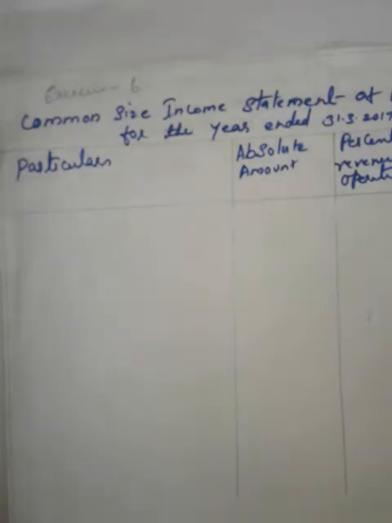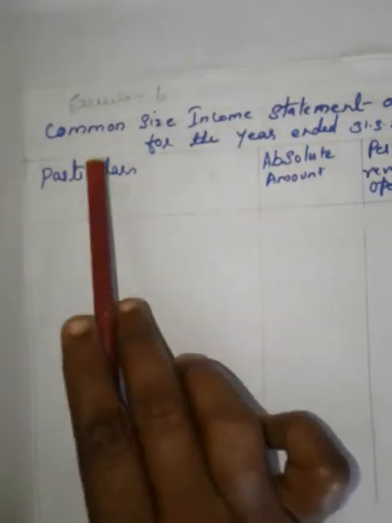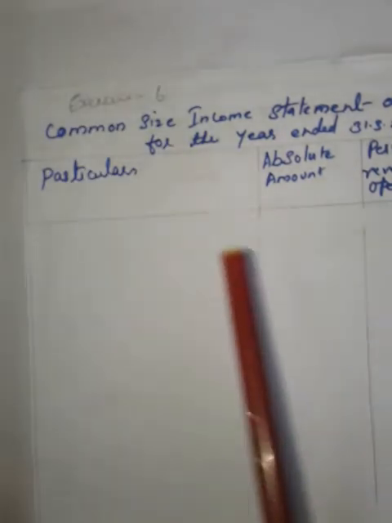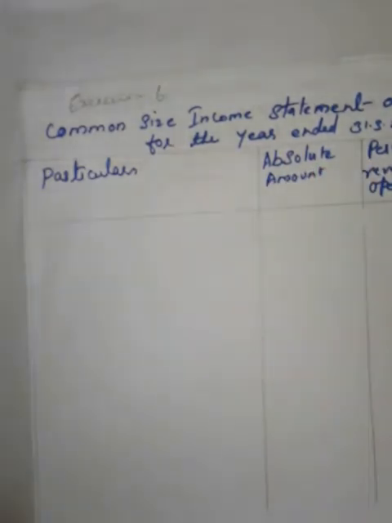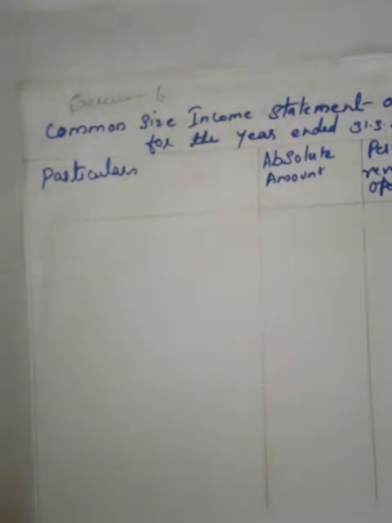Here I make some headings for you. Exercise number 6, common size income statement of Raja Limited for the year ended 31st March 2017. Particulars is here. Absolute amount, and percentage of revenue from operation is a heading for you.